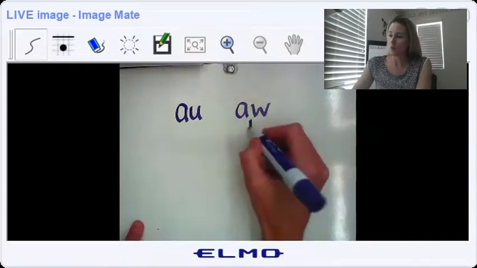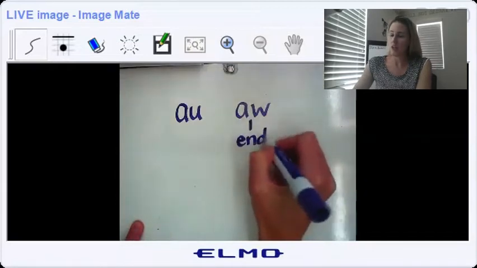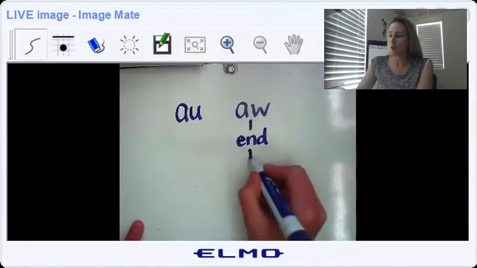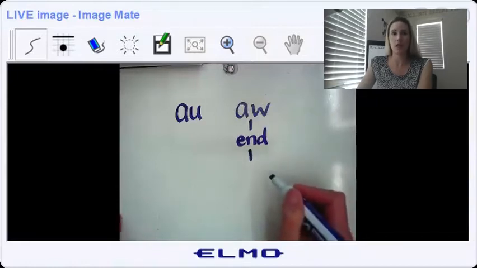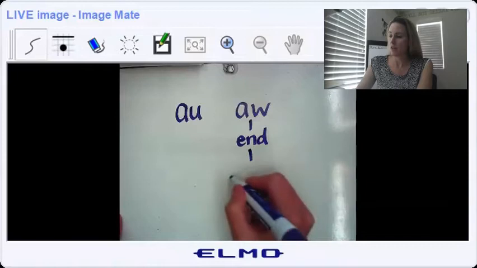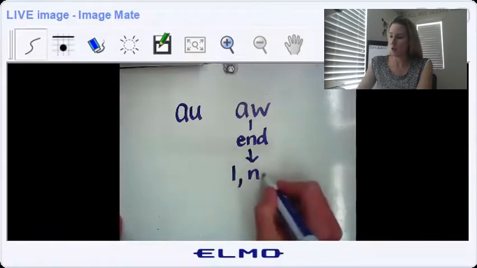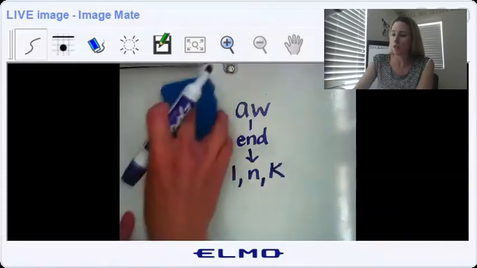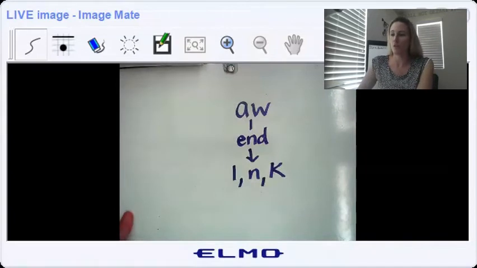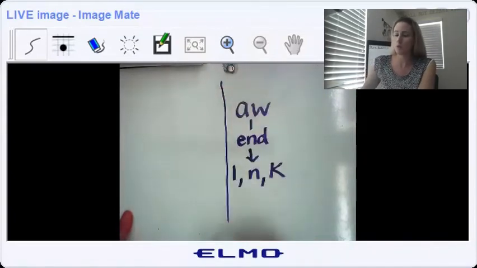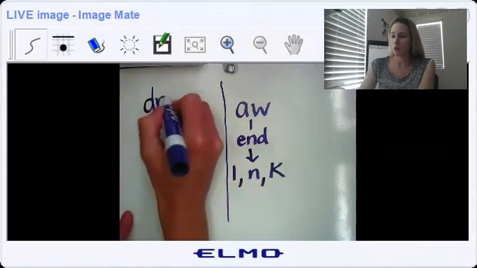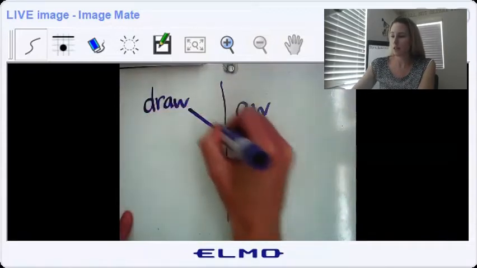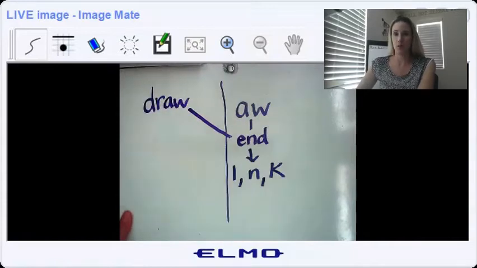AW, I'm going to say here, will be at the end of a word, but also it could be in the middle of the word if the word ends with an L, an N, or a K. So I'm going to show you some words right now. Let me erase the AW or AU so we don't get confused. But these are the times when you would use the AW for your spelling. One we said is draw. Draw has AW at the end of the word.